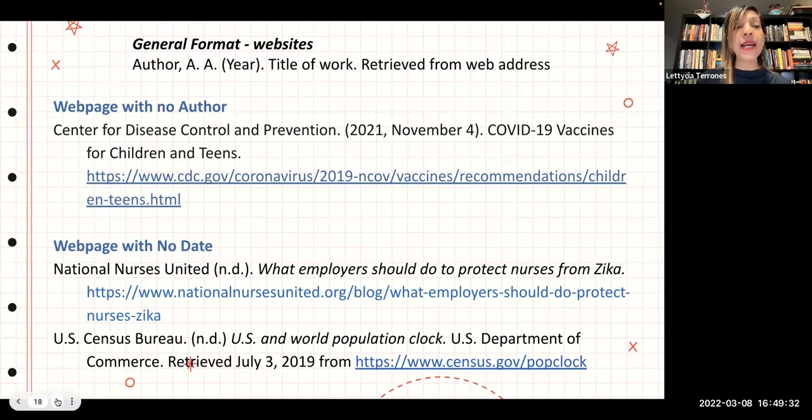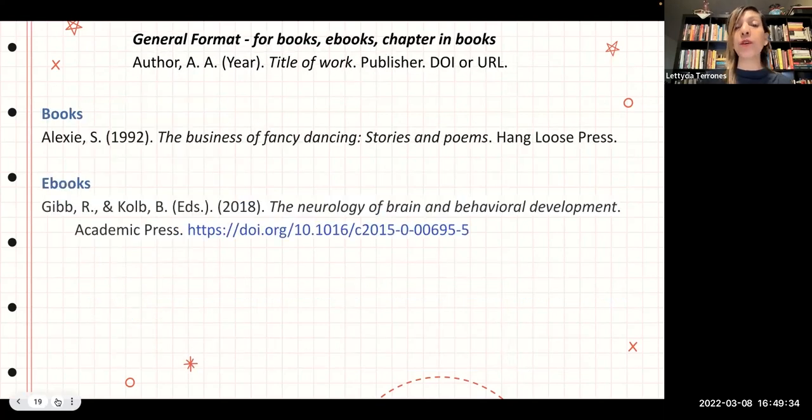Okay, so again, this is an example of how to cite a book. You'll notice that it's slightly different from how to cite a journal article or an online report. In this case, the title follows the convention of lowercase except for the first word of the title or subtitle, followed by a period. Hang Loose Press is the name of the publisher that published this book.